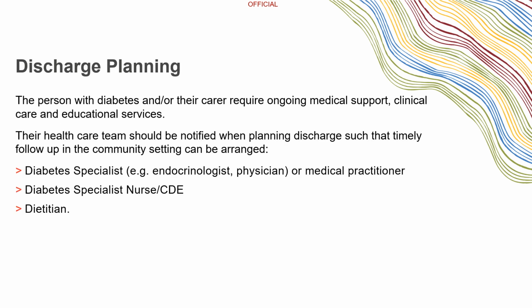The person with diabetes, their parent or carer, requires assistance with ongoing medical support, clinical care and education. If the diabetes team haven't been involved during the course of the admission, this could be considered during discharge planning, such that timely follow-up in the community setting can be arranged.